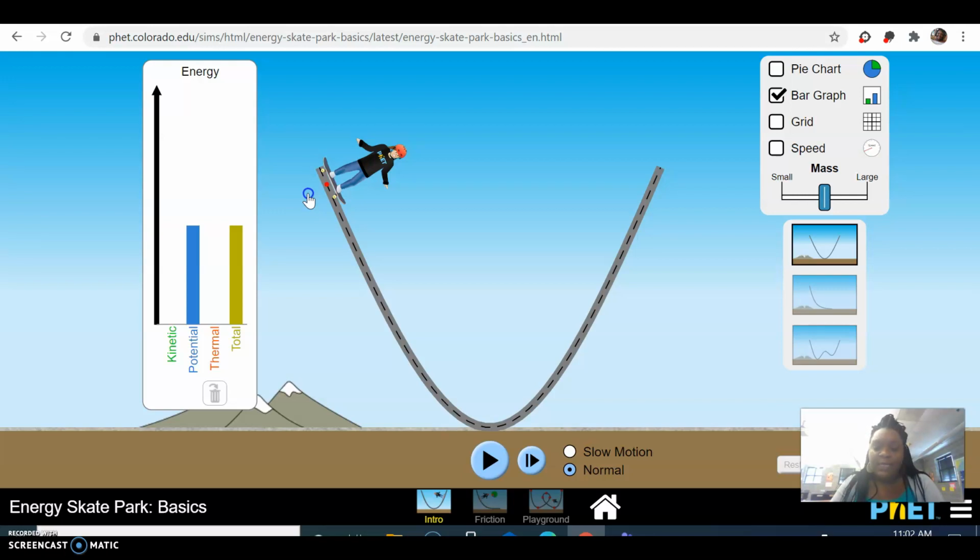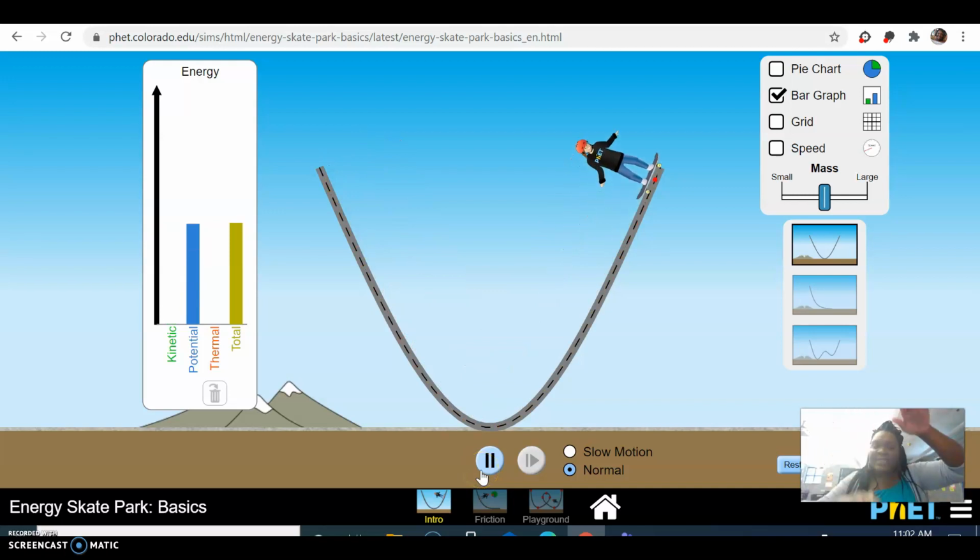And doesn't that make sense? Won't she have more potential energy here than she would here? The higher we are, the more gravitational potential energy we have. So let's let her go. Don't you see those bars changing size?